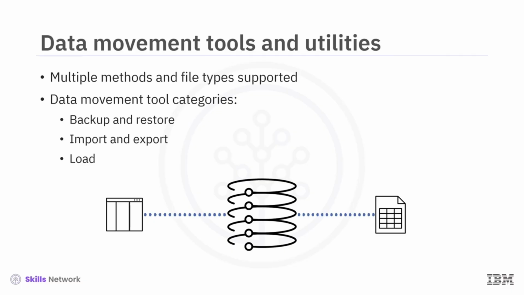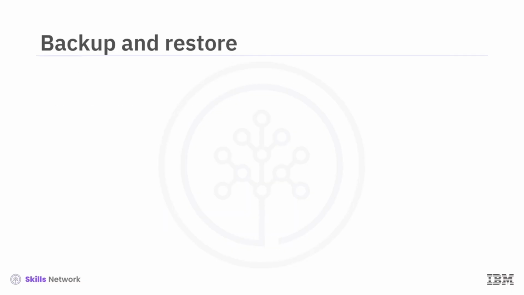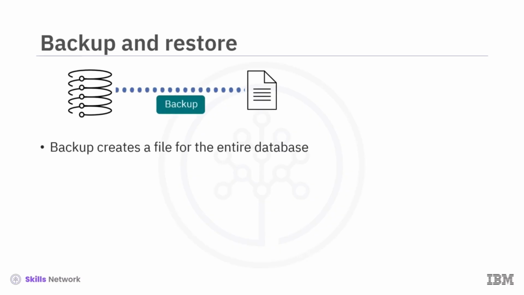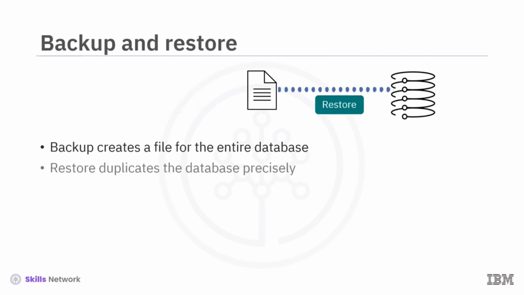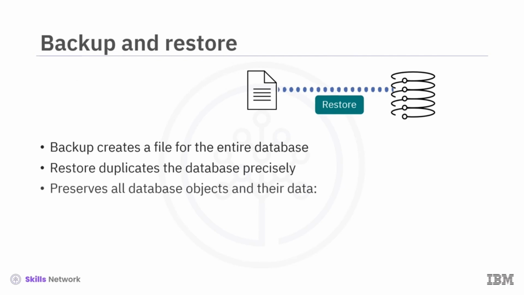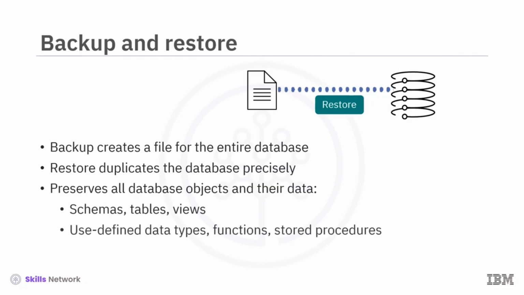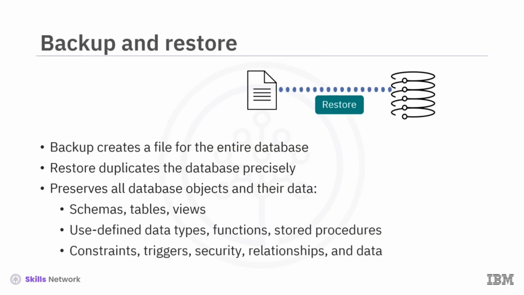One method for moving data between databases is to perform backup and restore. The backup operation creates a file, or a set of files, that encapsulates all the database objects and their data. The restore operation creates an exact copy of the original database from the backup files. Backup and restore operations preserve all objects in the database, including schemas, tables, views, user-defined data types, functions, stored procedures, table constraints, triggers, security settings, relationships between objects, and the data in all the tables.